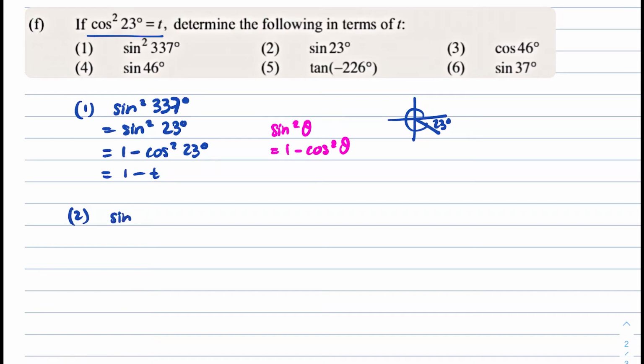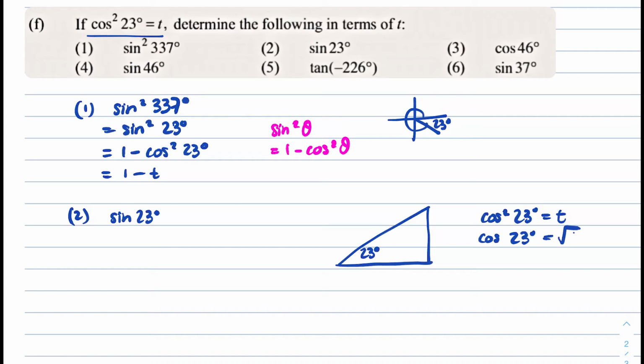Okay, now we're given the sine of 23 degrees. Now, there's no way to immediately convert the sine of 23 back to cos squared of 23 degrees. But let's go and look at what happens in our original diagram. If we have a reference angle of 23 degrees, they tell me that the cos squared of 23 degrees is equal to t. Well, algebraically, that means that cos of 23 degrees must be equal to the square root of t. Now, the square root of t in the ratio of cos means that my adjacent will be the square root of t, and my hypotenuse is still 1.